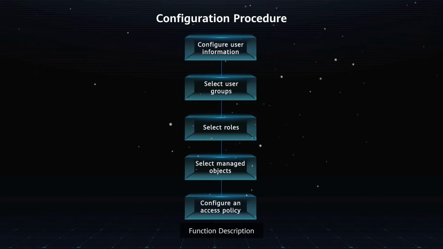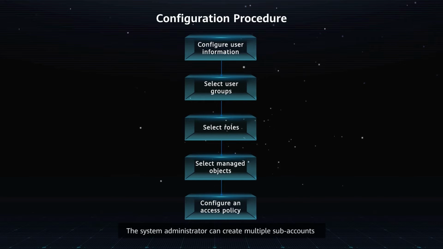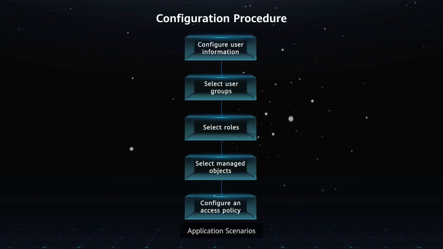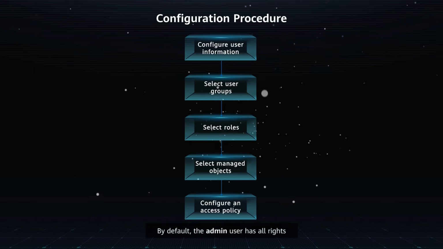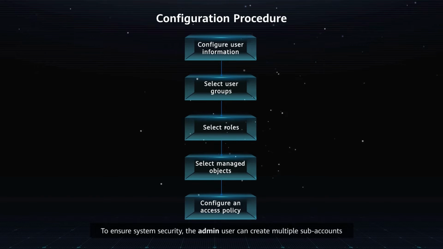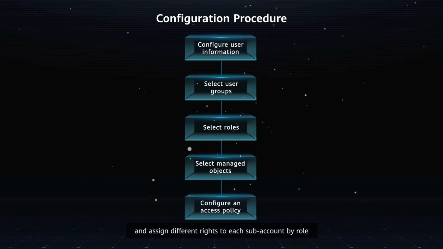Function description. The system administrator can create multiple sub-accounts and assign different rights to each sub-account by role. Application scenarios. By default, the admin user has all rights. To ensure system security, the admin user can create multiple sub-accounts and assign different rights to each sub-account by role.